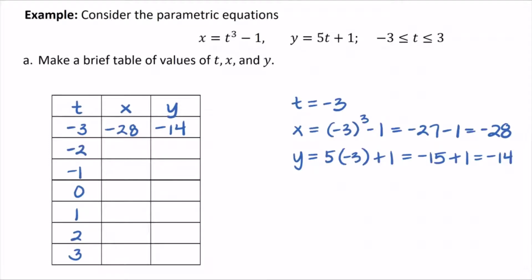We can determine the remaining values of x and y to complete the table as shown. For example, when t equals 1, x will be equal to 0, and y will be equal to 6.